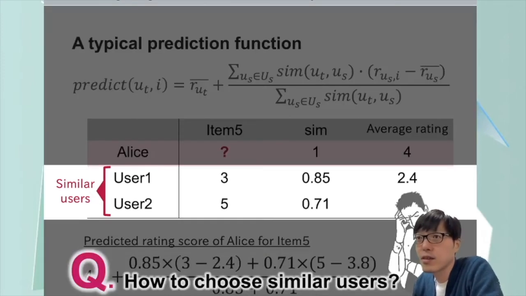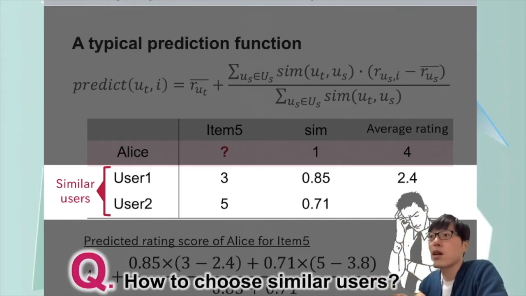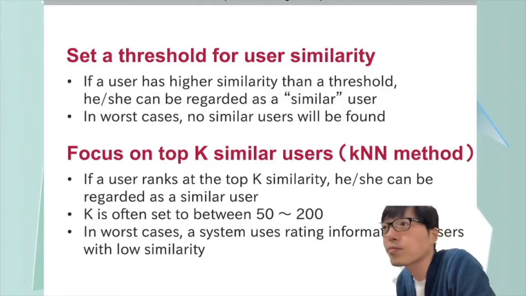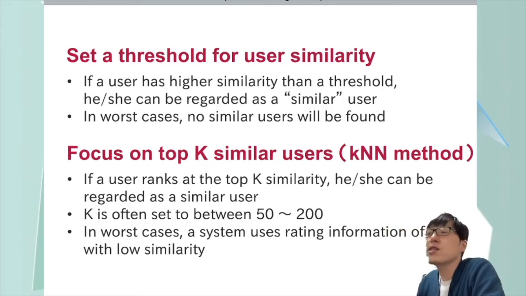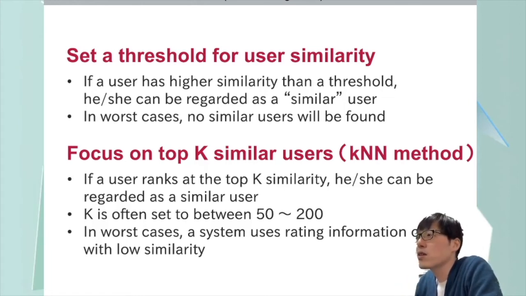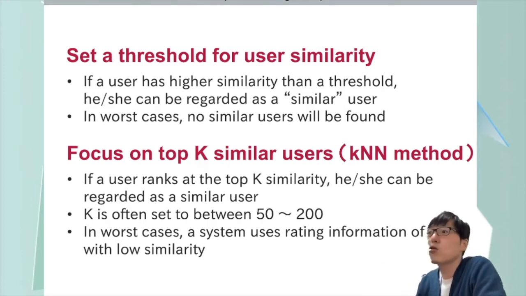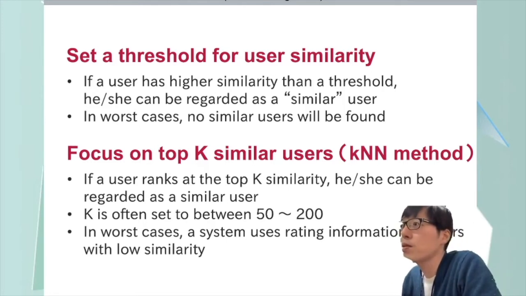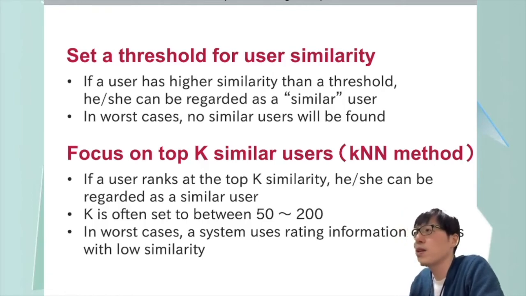But how should we choose the similar users? How should we set a threshold to find similar users? There are two ways to decide the similar users. Technically, we call the similar users the nearest neighbors. One way is to set a threshold for user similarity. If a user has a higher similarity than a threshold, then we consider that user to be a similar user. When using this approach, if we set too high a threshold, it is possible that we cannot find similar users in the worst cases.